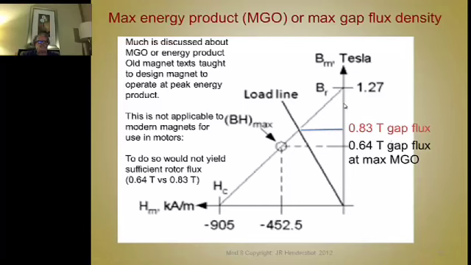Let's take cases where, for whatever reason, you have to have a large air gap. A case in point is a high-speed motor where you need a retainment sleeve to hold the rotor together, so you need a big air gap. You could compensate for that somewhat by just making the magnet thicker. You don't have to accept the lower flux density just because you have to have a bigger air gap. Just make the magnet thicker. Sure, it costs money.